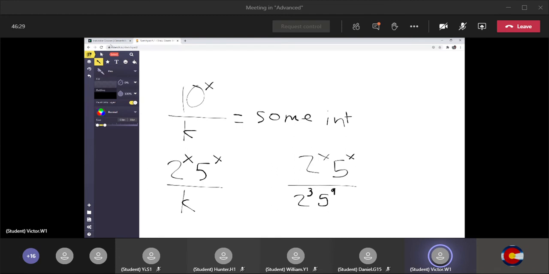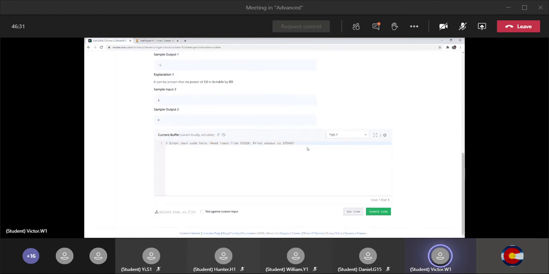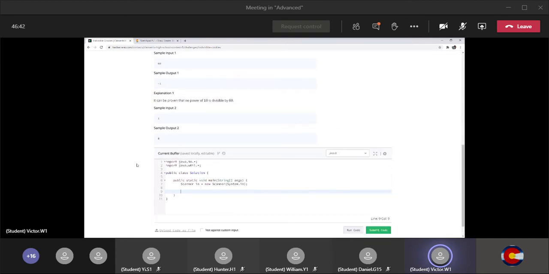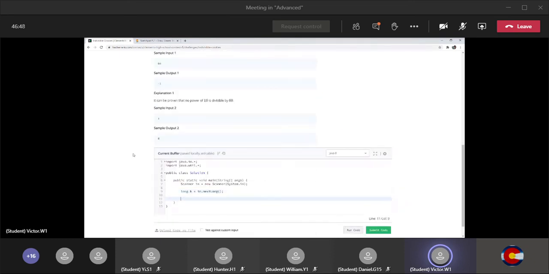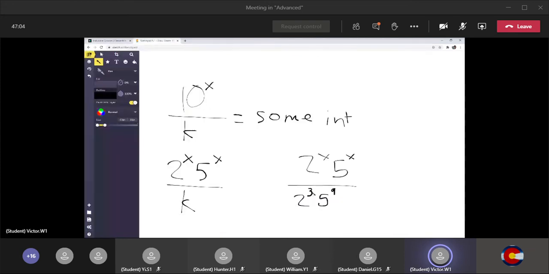Okay, so now let's start coding the solution. Basically, the only input is k, and k is quite large, so we have to store it in a long. So all we're going to do is extract the exponents of 2 and of 5 in the prime factorization of k. We'll make two variables, one for the exponent of 2 and one for the exponent of 5. In this example, you want the first to end up as 3, and the second to end up as 9.